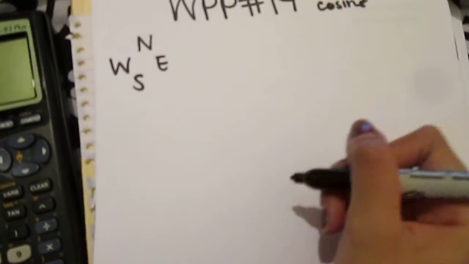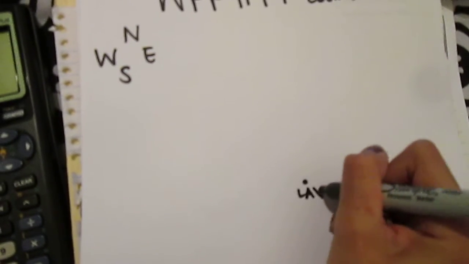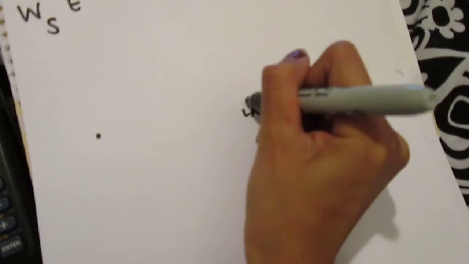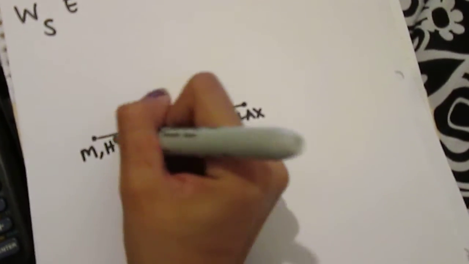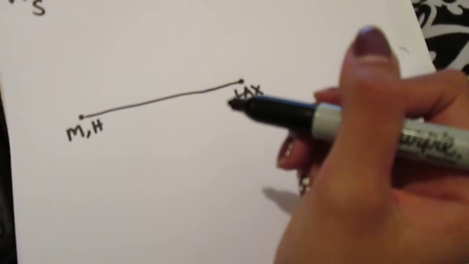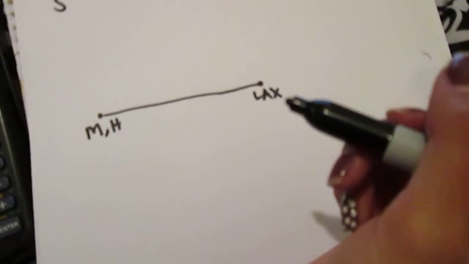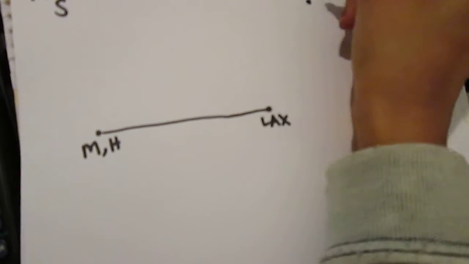We know that we never eat sour watermelon. So when it says due west, we go, here's LAX, and we go straight west to Maui, Hawaii. And the problem also says that New York is northeast of both of the airports. So it is somewhere over here.